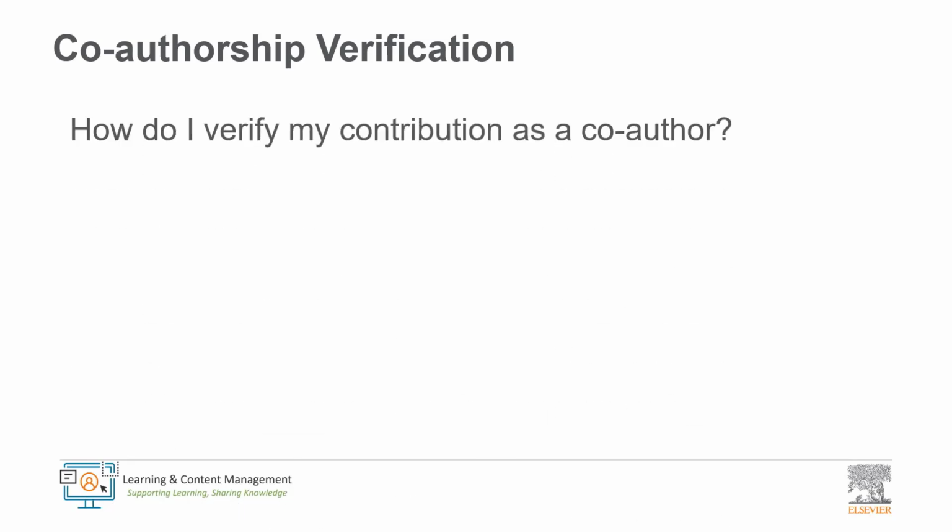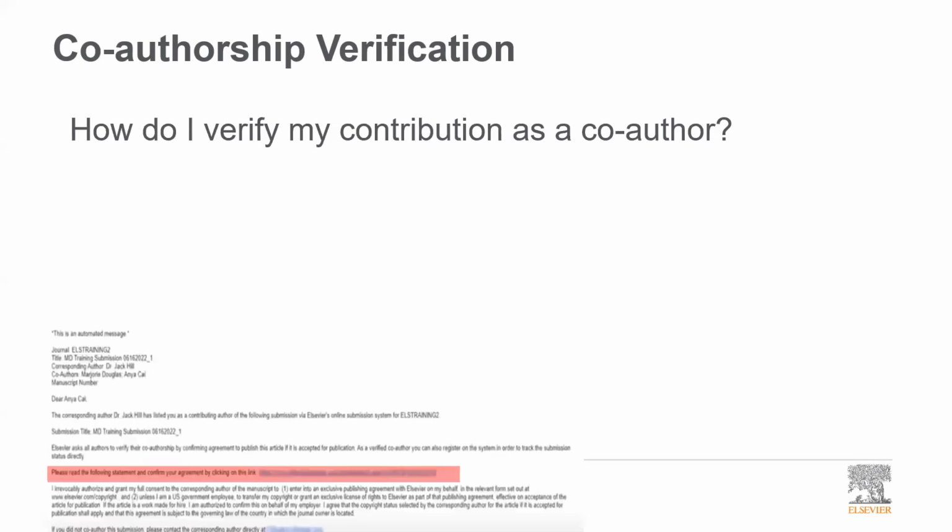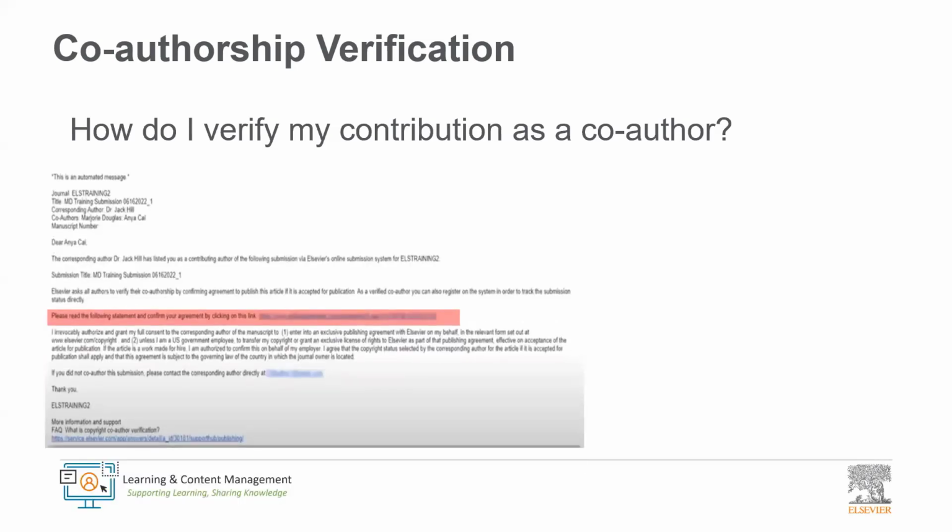So how do I verify my contribution as a co-author? A request to verify may be for a new submission or for a revised submission. The journal will send co-authors an email notification, which includes deep links to verify co-authorship. And some journals will ask that you also register or log in to confirm your co-authorship, which will also allow you to view the status of the submission.